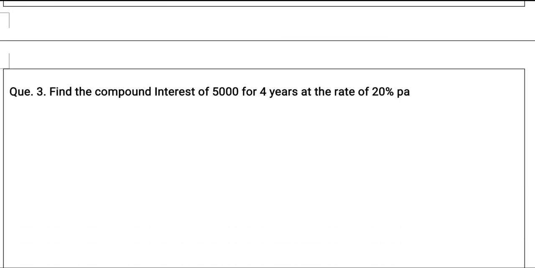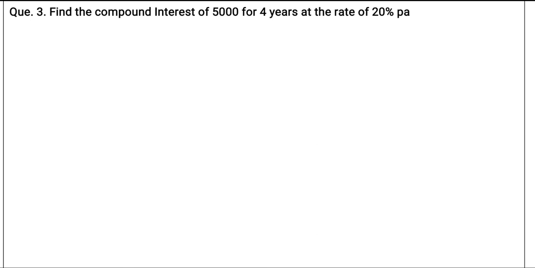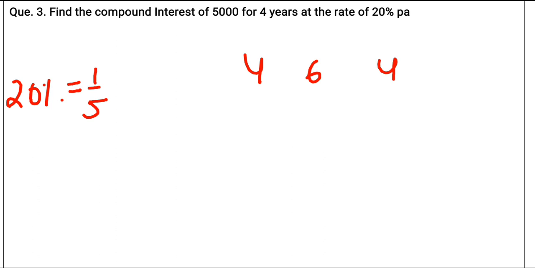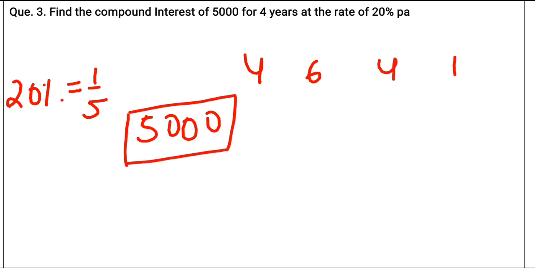Now next question. Find the compound interest on this amount for 4 years at this rate. Rate is 20%. 20% is equal to 1 upon 5. Alright, so it is equal to 1 upon 5. Now, because we have it for 4 years, so we write 4, 6, 4, 1. 5,000 rupees is the principal, and we have to find the compound interest on this.